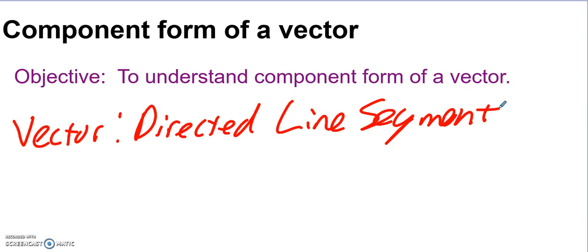What does that mean? Well, that means that it has direction and it's a line segment, so that means that it has a what? A finite length. Very good. What is going to determine that length is what we call the magnitude. So the magnitude is going to be a property of every vector, and the magnitude is what determines the length of the vector.